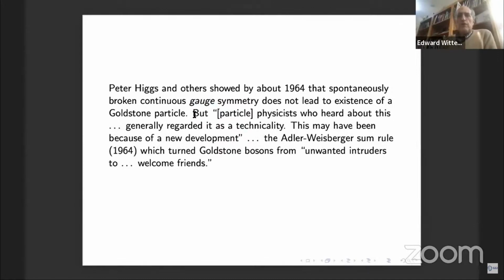But Weinberg writes, physicists who heard about this, but I've added the word particle because, of course, it wasn't regarded as a technicality by people who knew about superconductivity. But anyway, particle physicists who heard about this generally regarded it as a technicality. And it may have not attracted so much attention because of a new development, the Adler-Weisberger sum rule, which in Weinberg's telling turned Goldstone bosons from unwanted intruders to welcome friends.